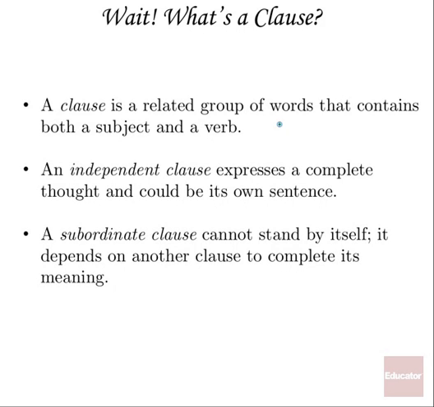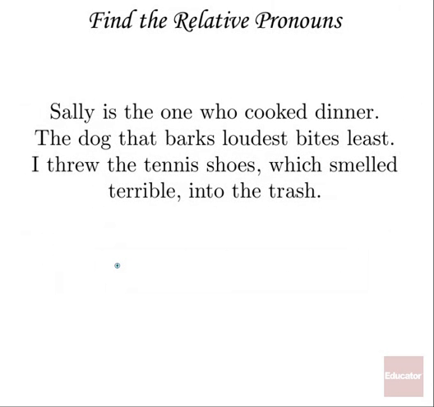A subordinate clause cannot stand by itself. It depends on another clause to complete its meaning. So, we're going to look at some examples of that. See if you can find the relative pronouns from that earlier list in these sentences, and we'll see how subordinate clauses actually work. Sally is the one who cooked dinner. The dog that barks loudest bites least. I threw the tennis shoes, which smelled terrible, into the trash. Take a good look. Pause the video if you need to.